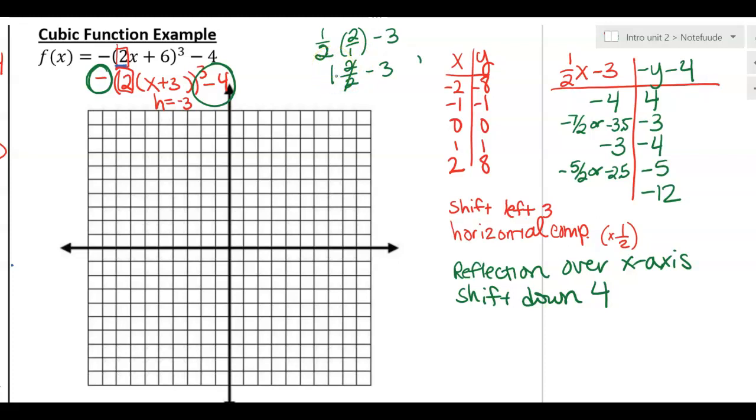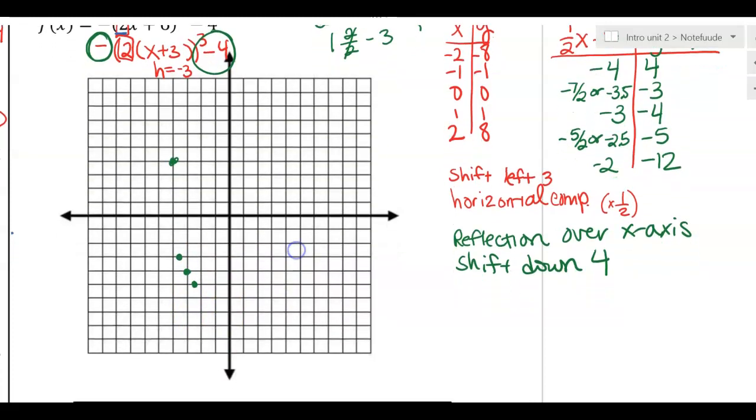All right, so I plug in the last thing. It works out nicely. I get 1 minus 3, which is -2. Sorry for the interruption. Okay, now go ahead and plot these points. Okay, so -4, 4. We're going to make sure they make sense. -3.5, -3. -3, -4. -2.5, -5. And -2, -2. That's off my graph. It's like down here somewhere.